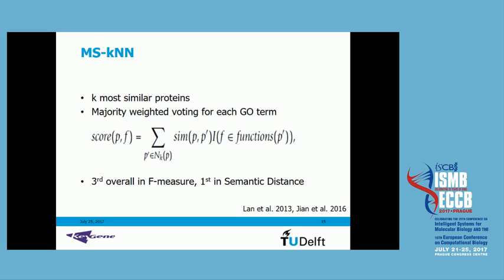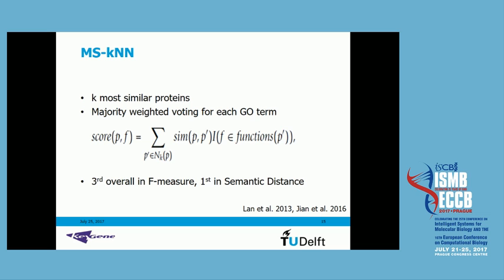For completeness, let me quickly go through our competitor method, the MSKNN. So if I want to predict if protein P should be annotated with a function f, I find the K proteins in my database that have this function f, and if one of these proteins has this specific function, so it is the identity function I in the formula, then this protein votes in favor of P getting that term. And the votes are weighted by the similarity between P and its neighbor.